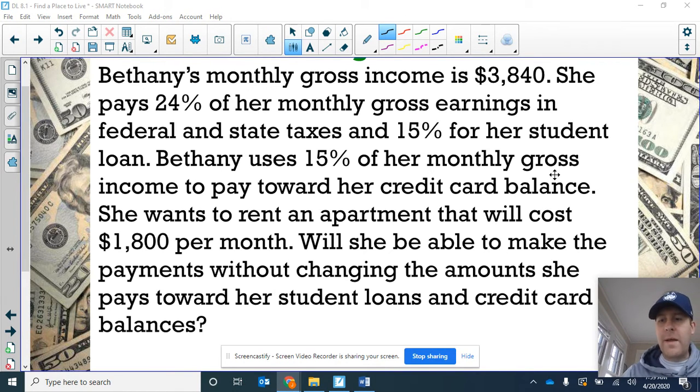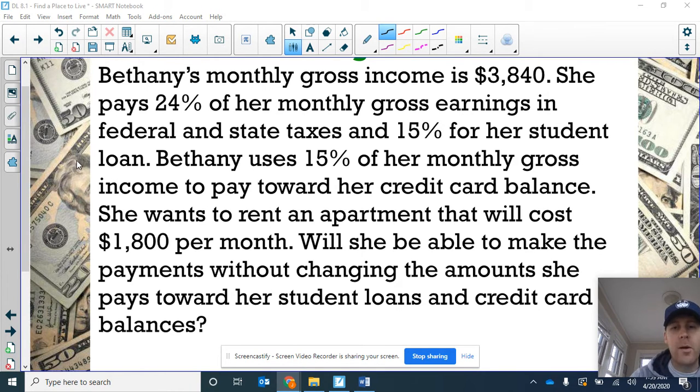All right. Welcome back, everyone. Let's go over this really quickly. So Bethany's monthly gross income is $3,840. All right, that's her monthly income. So we have that already. She pays 24% of her monthly gross earnings in federal and state taxes and 15% for her student loan. Bethany uses 15% of her monthly gross income to pay toward her credit card balance.